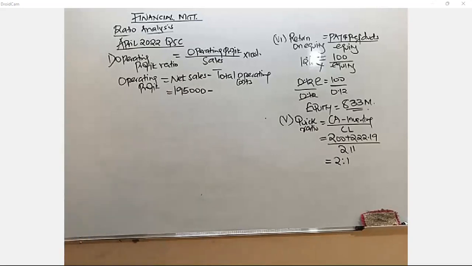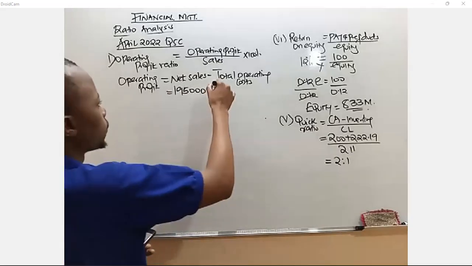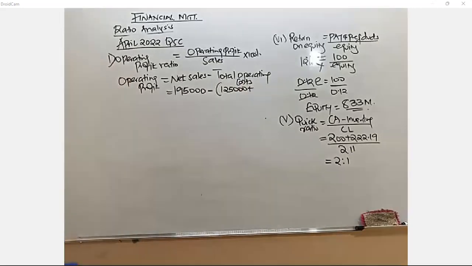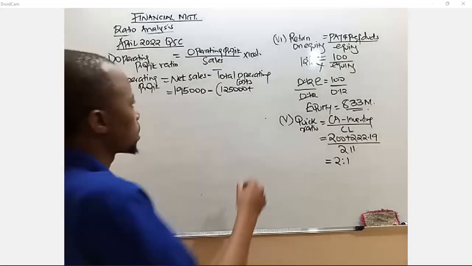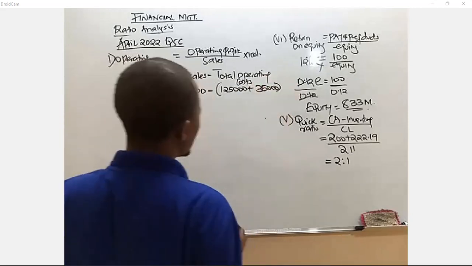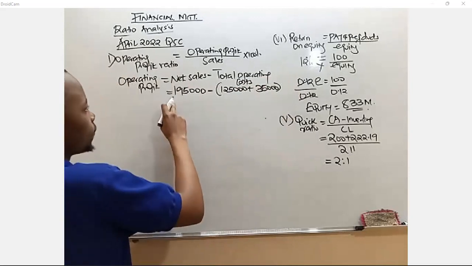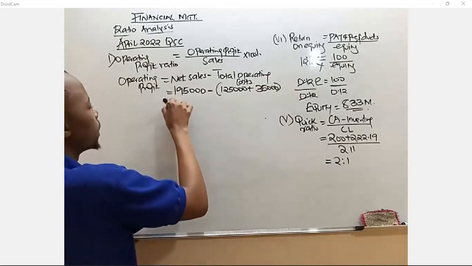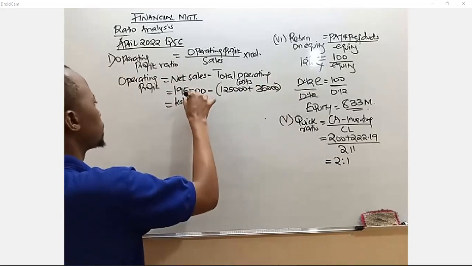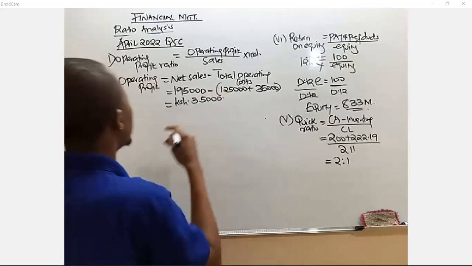The total operating cost comprises the cost of sales, which is 125,000, plus the other operating cost, the administrative and distribution expenses amounting to 35,000. In that case, you are getting around 160. So 195,000 minus 160, I should be getting around 35,000. I should be getting that 5,000.